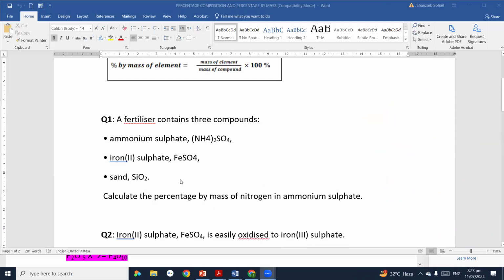Let's solve the first question. A fertilizer contains three compounds: ammonium sulfate, ferrous sulfate, and sand. The chemical formula of sand is silicon dioxide. We will read the question very carefully. Calculate the percentage by mass of nitrogen.